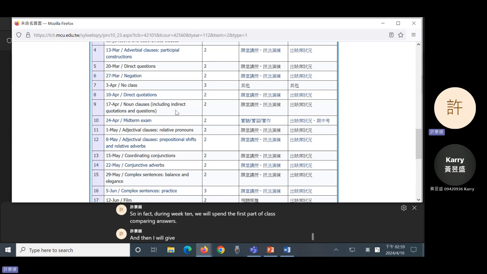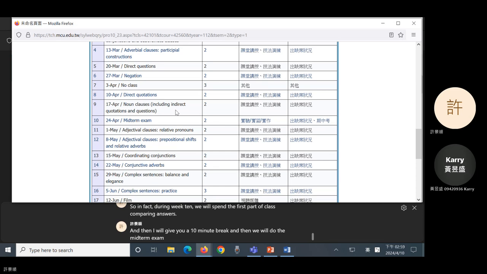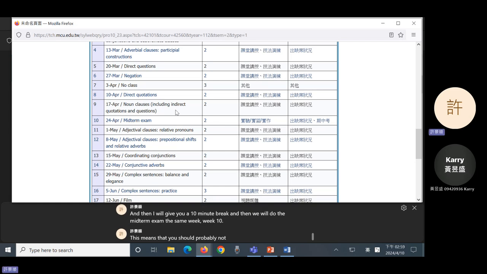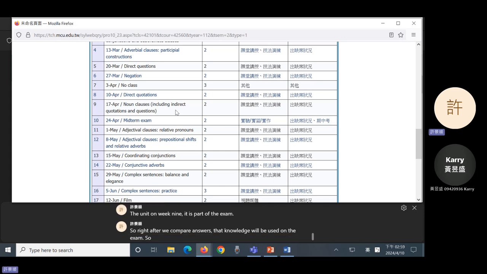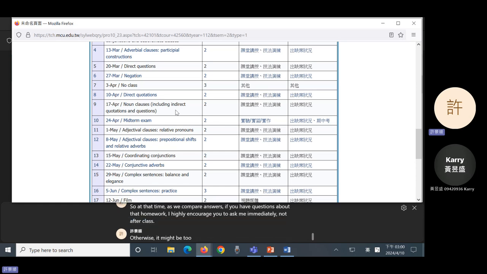And then I will give you a 10-minute break, and then we will do the midterm exam the same week, week 10. This means that you should probably not wait until after class if you have questions to ask me. The midterm exam will include at least one question about noun clauses, the unit on week 9. It is part of the exam. So right after we compare answers, that knowledge will be used on the exam. So at that time, as we compare answers, if you have questions about that homework, I highly encourage you to ask me immediately, not after class. Otherwise, it might be too late to help you on the midterm exam.